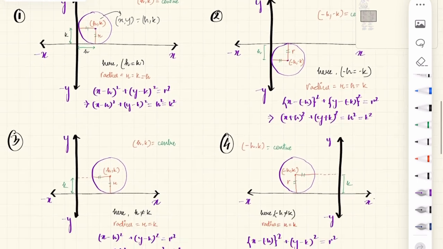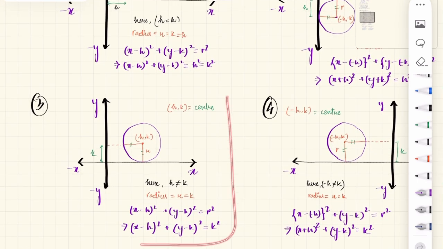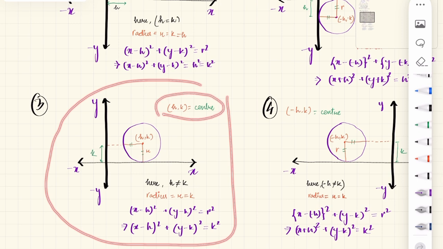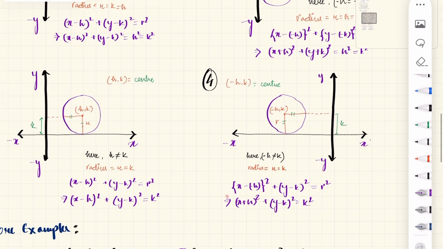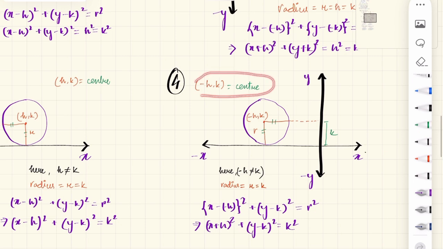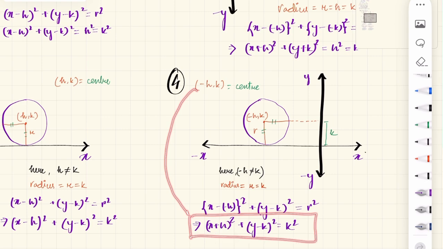Like this, here also you can look. Here you also have different centers. The height and the k are not the same. So when it's not the same, it forms a different curve. It's also here: when the center is different, it forms a different equation.